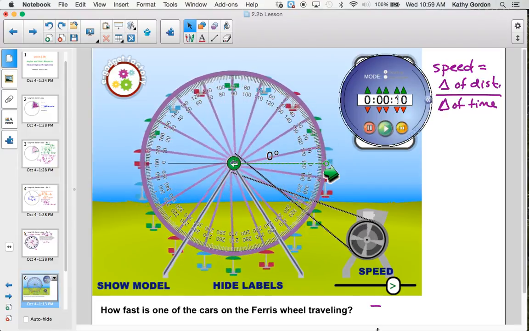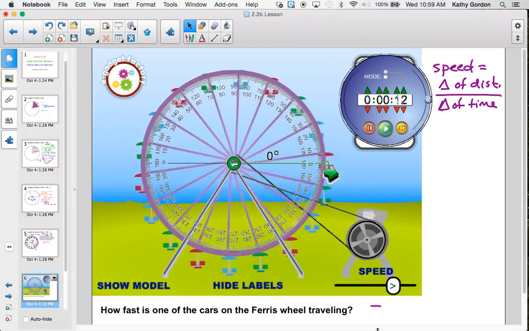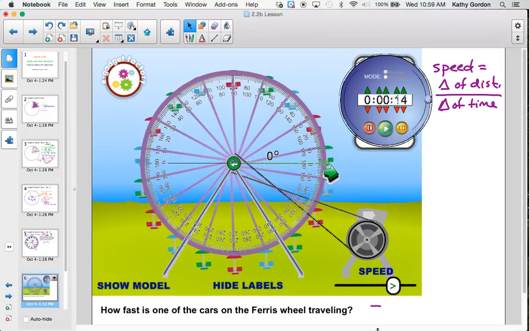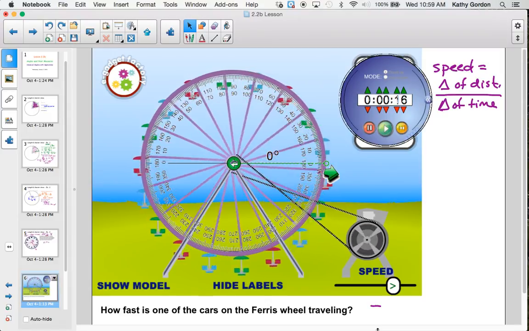Okay, so our timer's running now. So whenever you're ready, Ferris wheel person, pick a car. When it hits 0, say go. When it gets back to 0, say stop.